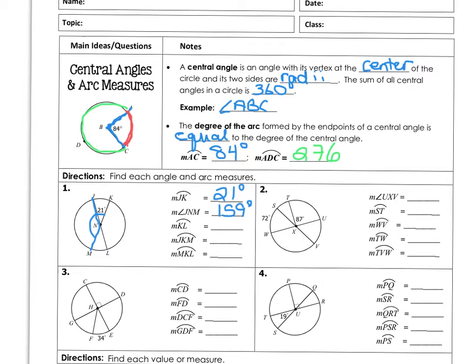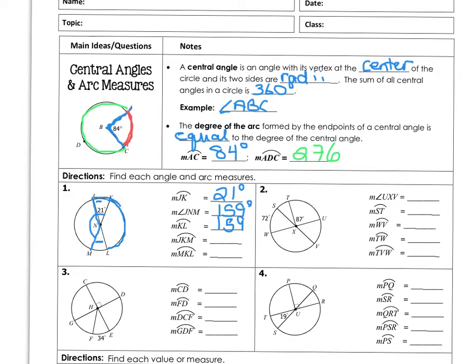And then the next one we're going to do is KL. So if this is 21, this is 21. So again, it's going to be 159. Think about those two angles. They're vertical angles.